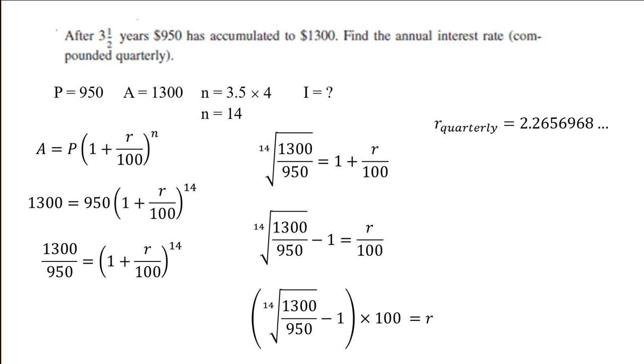And that value of R that I've obtained is the quarterly interest rate. To get the yearly or annual interest rate, I need to get that decimal value and multiply it by 4. I need to get the quarterly interest rate and multiply it by 4. And that's exactly what I've done. So the yearly interest rate is 9.06%. So the annual interest rate is 9.06% per annum.